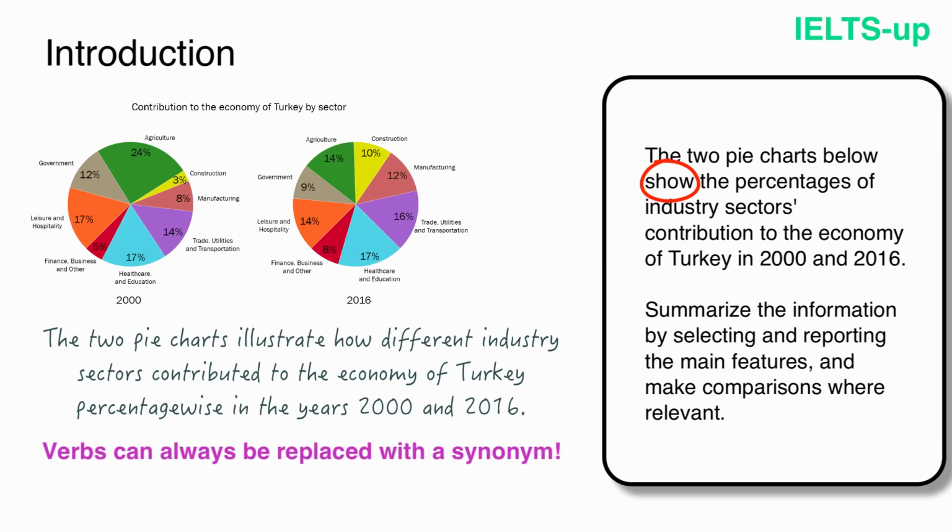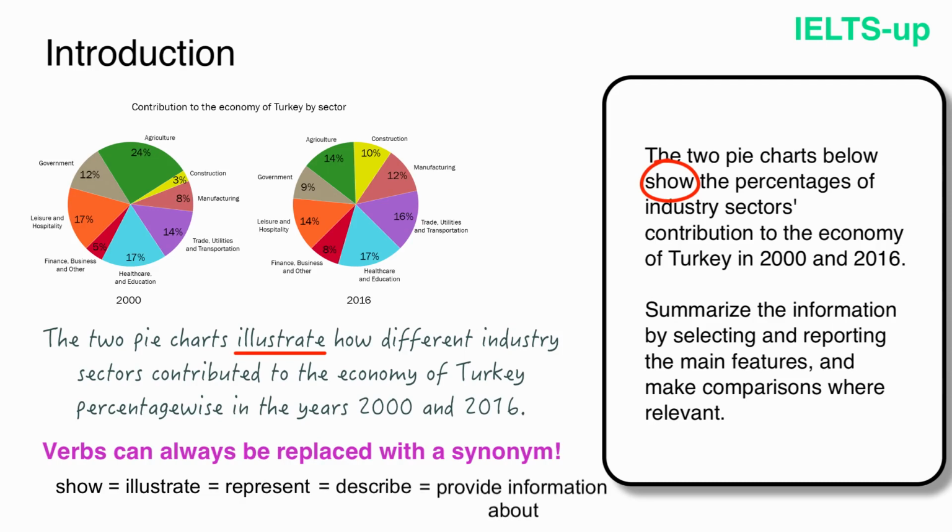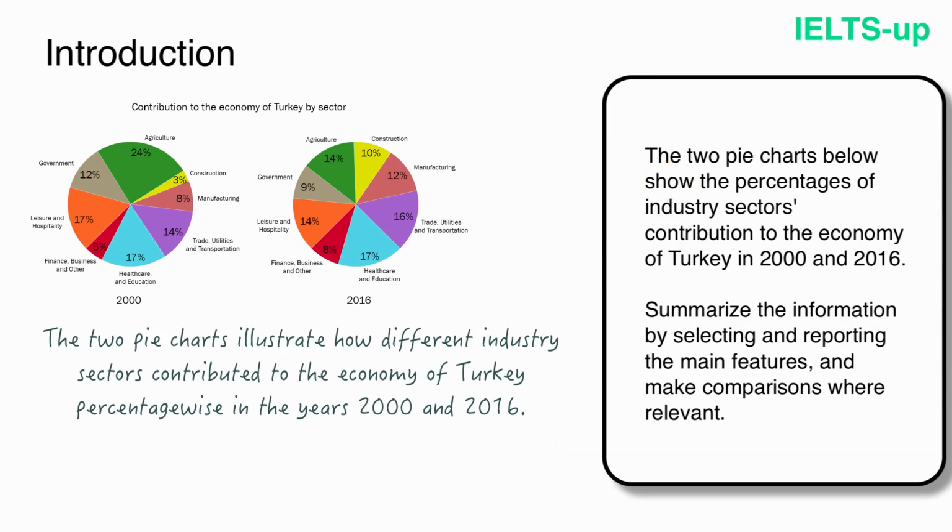And verbs can always be replaced with a synonym. I decided to replace the word show with illustrate. But this is not the only option. We could also use such synonyms as represent, describe, or provide information about. Then comes a long phrase, the percentages of industry sector's contribution to the economy of Turkey.